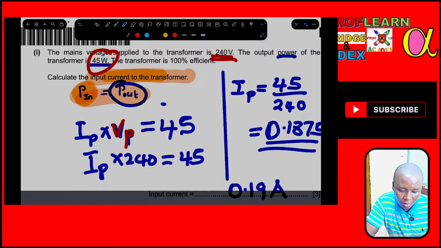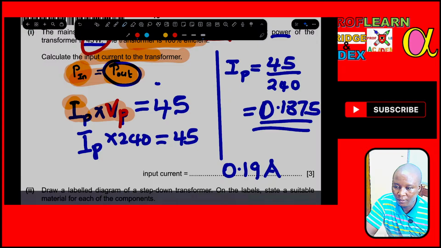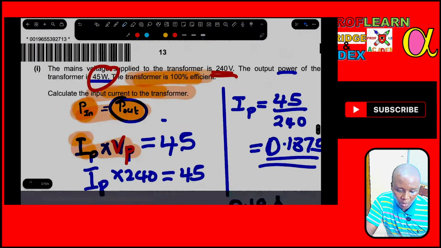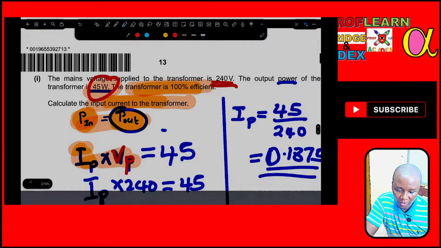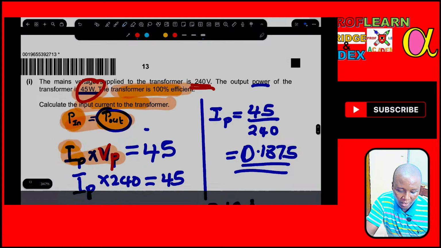Power in the primary coil is equal to power out in the secondary coil, because the transformer was 100% efficient. So power in is current in the primary coil times voltage in the primary coil, which should equal power output, because we are given the power output of the transformer as 45 watts.